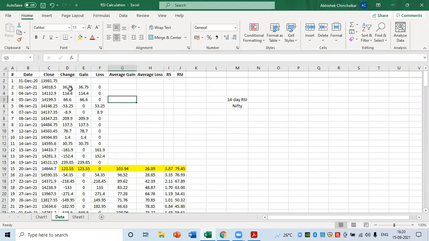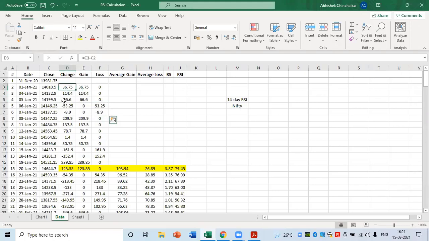Whenever change is positive, that positive number comes into the gain column, and in the corresponding loss column, you have 0. Whenever the change is negative, as you can see over here, that number is fed into the loss column, and in the corresponding gain column, you feed in 0. When writing losses, you can ignore the negative sign. Just consider the positive losses and ignore the minus sign.